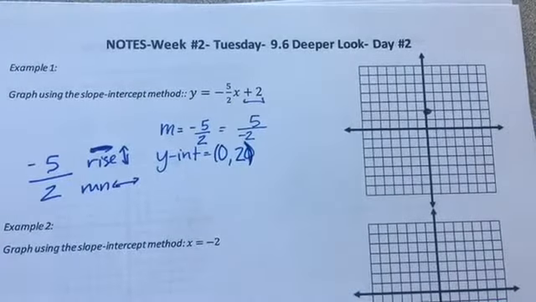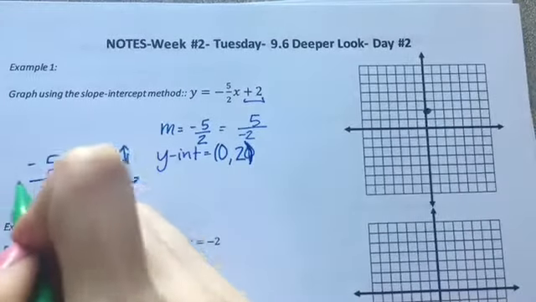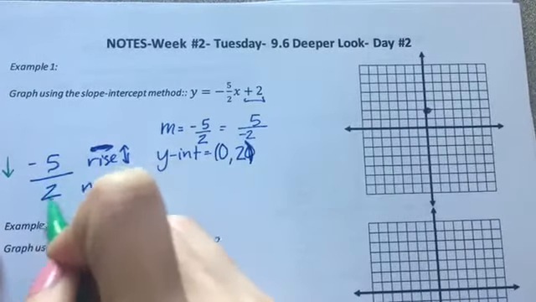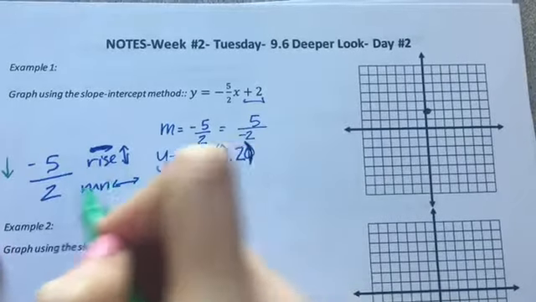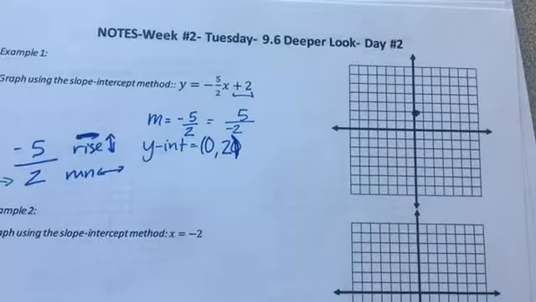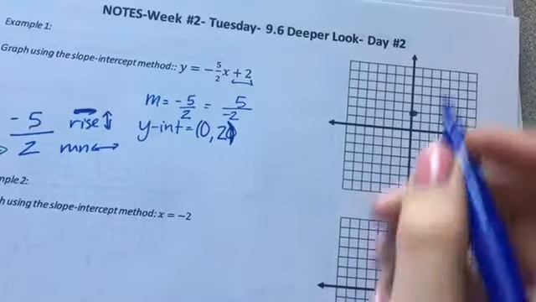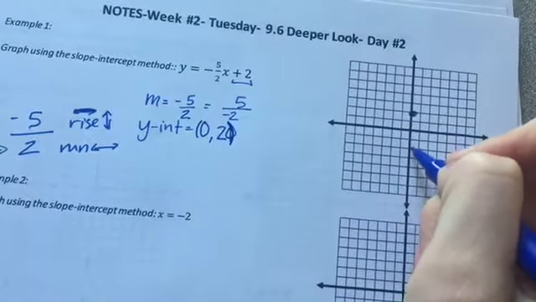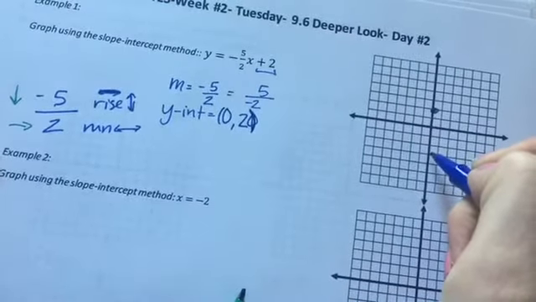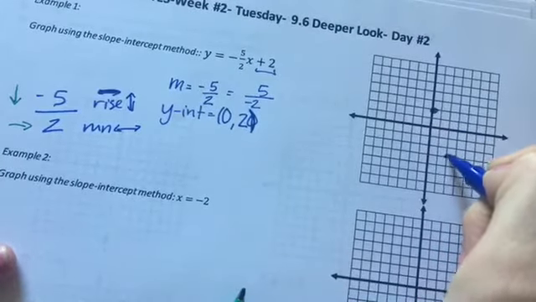Now, looking at these numbers that were given here, negative 5, would that be up or would that be down? Negative 5 would be down, right? And run, since this is a positive 2, would it be to the left or to the right? And it's going to be to the right. So we're going to go down 5 and to the right 2. All right, so let's do it. From our y-intercept, we're going to go down 5. So 1, 2, 3, 4, 5. And we're going to go, according to our work over here, to the right 2. Down 5, to the right 2.